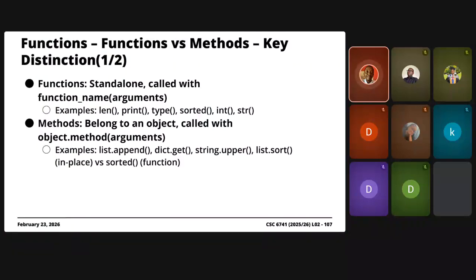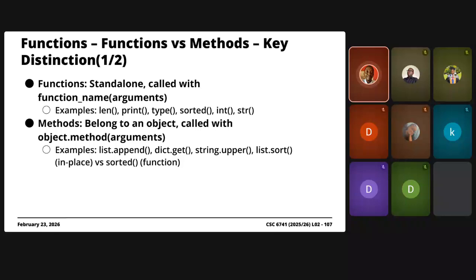So methods, functions are standalone, whereas methods belong to an object. You evoke functions in isolation. So the name of the function with an optional list of arguments if that function is defined with parameters. And then you evoke your methods using the dot operator. So it's object dot method followed by arguments. Now you will see this.